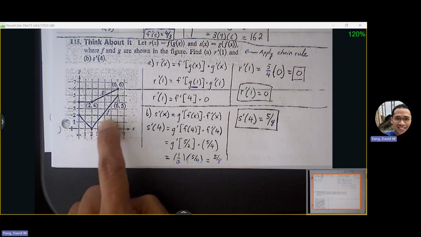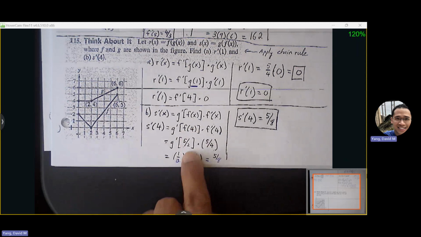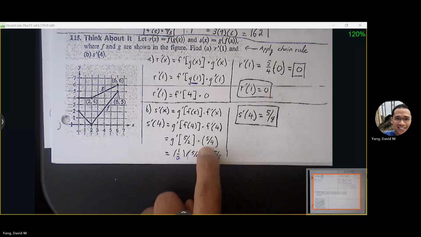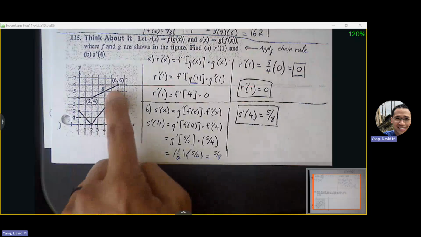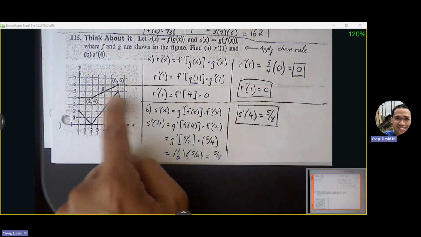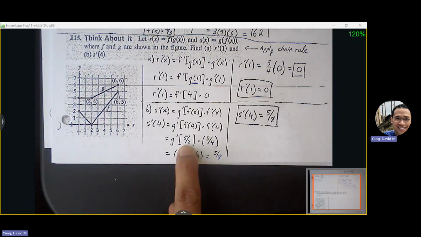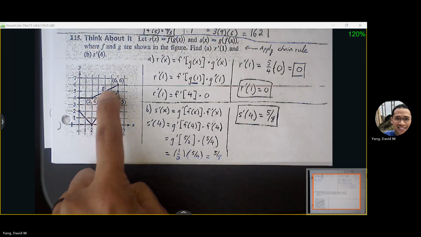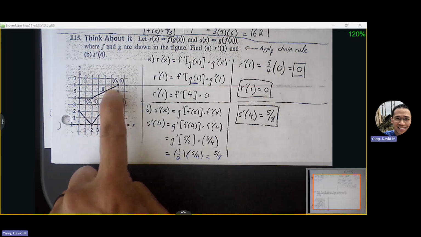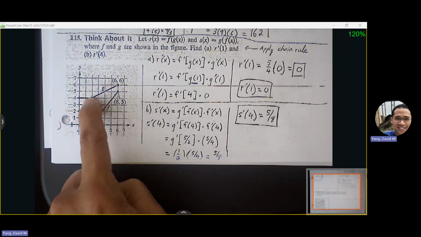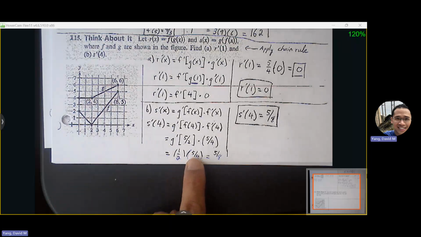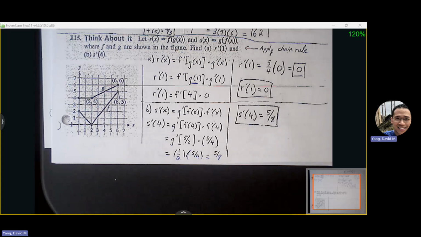F of 4 looks like it's around 2.5. So I did 5 over 2, but you can say 2.5. And then the slope of the f graph at 4 is 5 over 4. I'm just counting rise over run for this line segment. And then 2.5 on the g graph is somewhere around here. So I just have to figure out the slope of this line segment. So I just pick 2 points, up 1 over 2, slope is 1/2 times 5/4 equals 5/8.